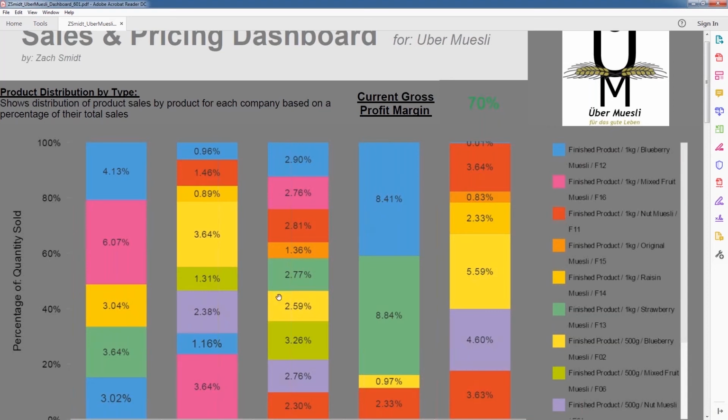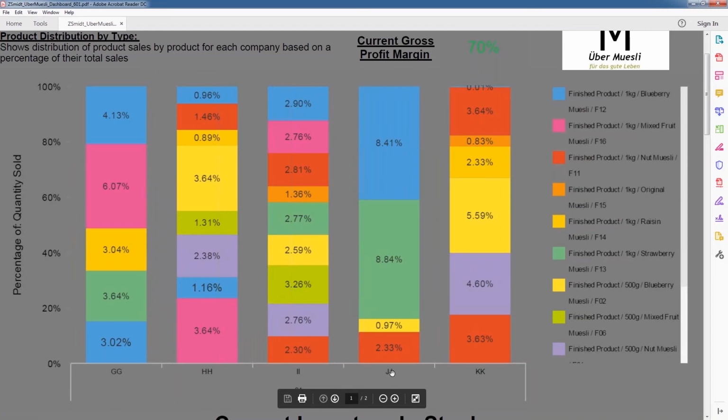As you can see, for instance, right here we've got JJ, and you can see that based on their production, they're producing a large amount of blueberry and strawberry, which will grant us some insight into how to react to that going forward.